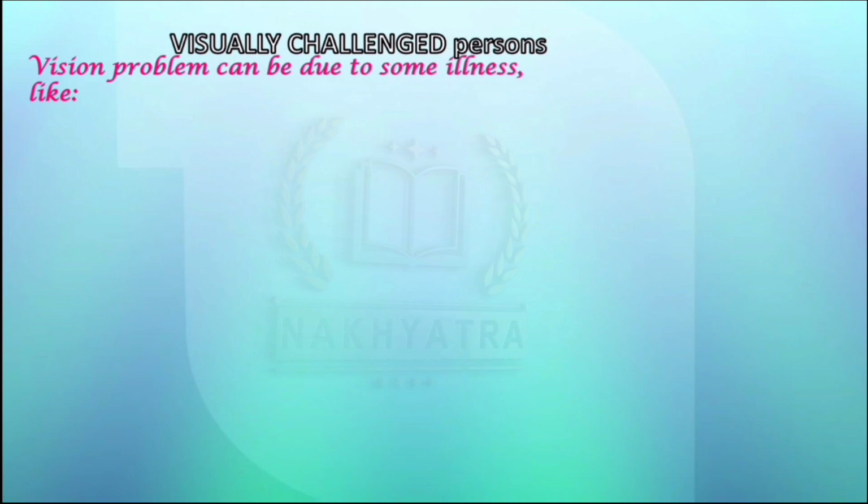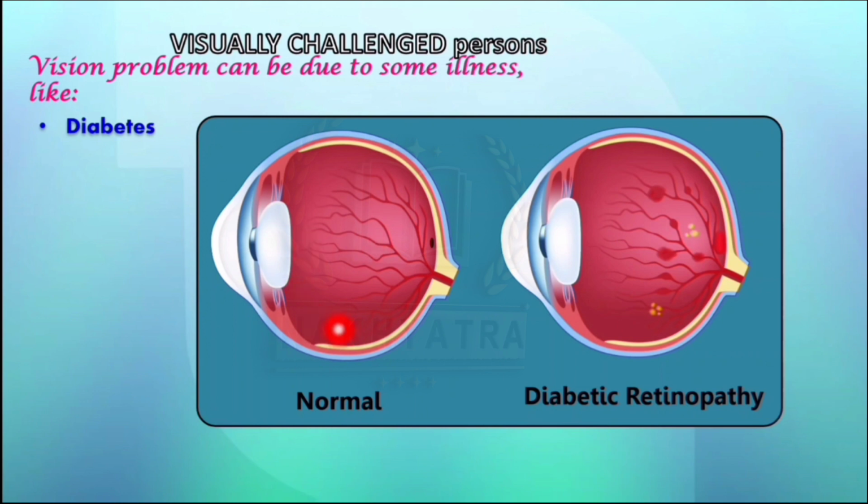Vision problems can be due to some illness like diabetes. So this is a normal eye and this is the eye of a diabetic patient. It is called diabetic retinopathy. It is caused by damage to the blood vessels in the tissue at the back of the eye, that means at the retina. Poorly controlled blood sugar is a risk factor and even blindness can occur.